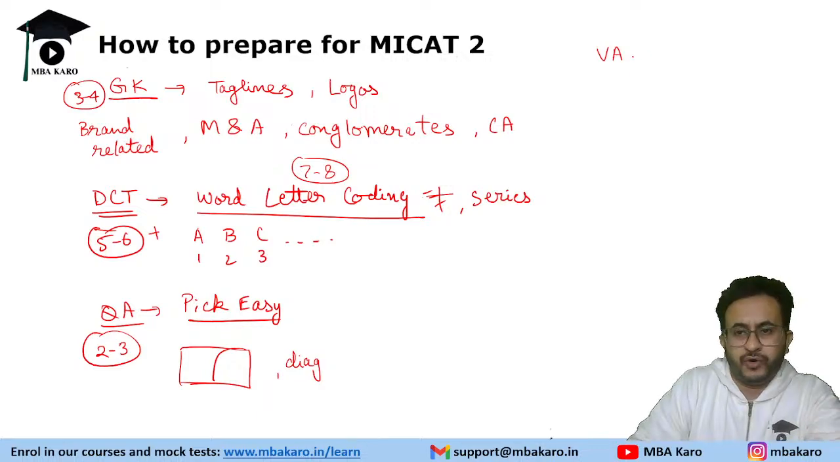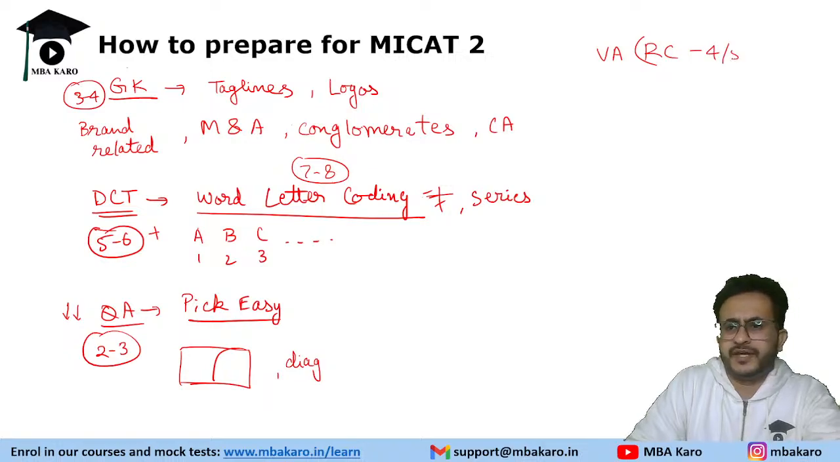If you want to read the RC, let's say if your QA is weak, अगर आपकी QA डाउन है, so VA में RC पढ़ लो. It has 4 to 5 questions. Last year there were 4 questions. This time there were 5. So 4 to 5 questions. Maybe you can attempt 1 or 2 questions out of it, and some more.